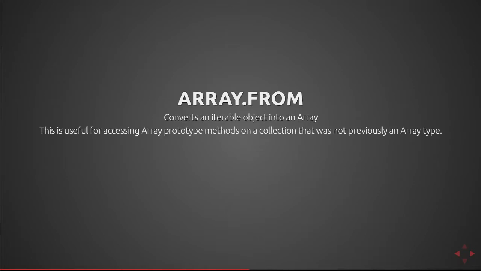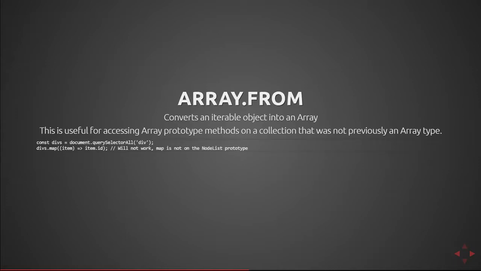Next, we have Array.from. It converts an iterable object, such as the arguments array or a node list, which are array-like but not quite arrays, into an actual array prototypical object. This is useful for accessing array prototype methods on a collection that was not previously an array type.